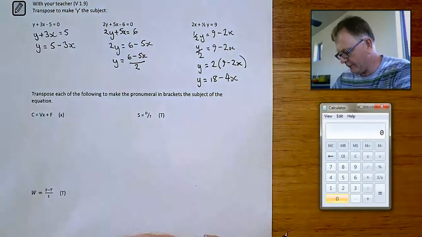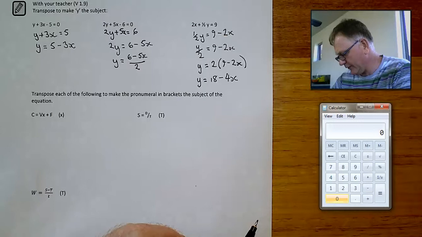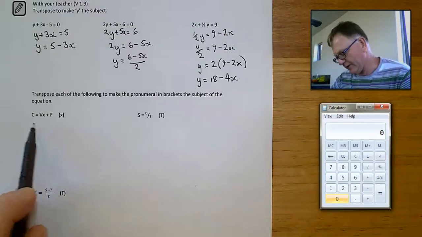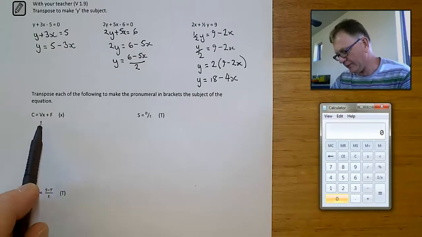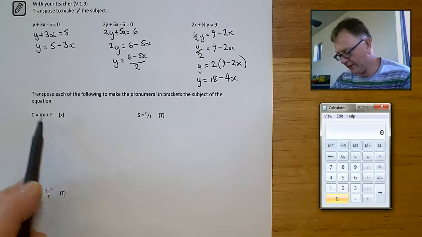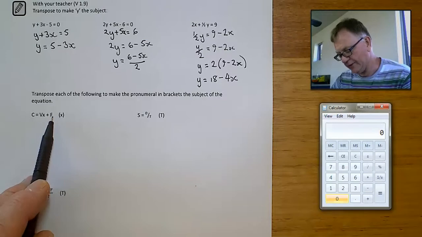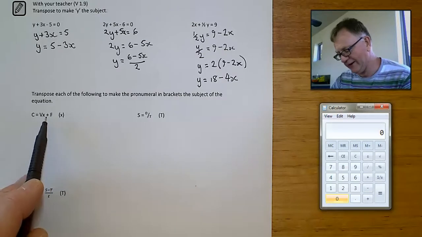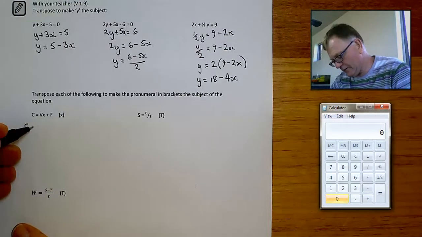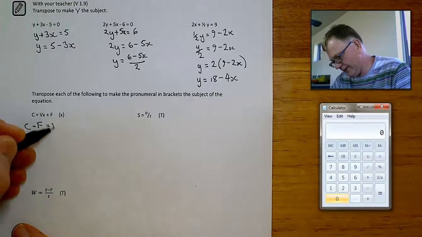Okay, let's do some down the bottom here. These are a little bit different. I want to change this around, so I've got x, the subject of the equation. I want to have x equals here. Now what I would probably do here is get rid of this f for a start. At the moment it's vx plus f. If I took f away from both sides of the equation, I'd have c minus f equals vx.